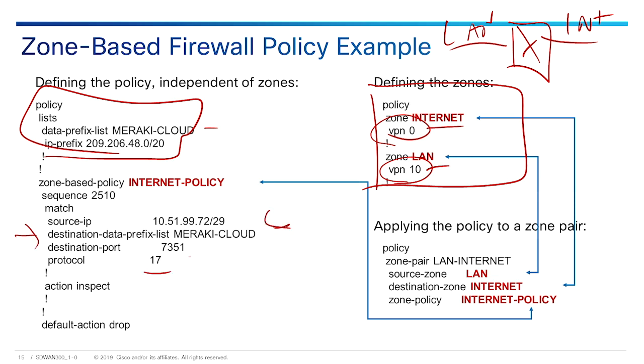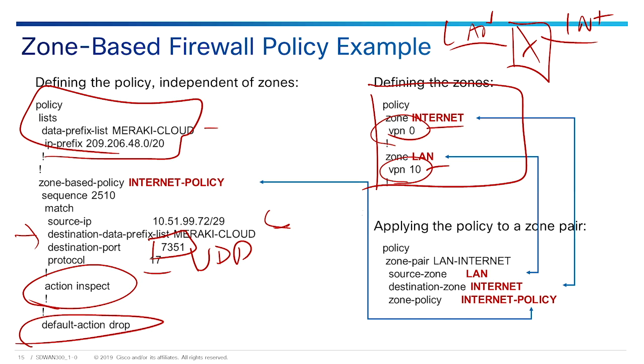And here's where we're actually defining what we're going to do. So we're looking at UDP traffic. Remember, IP protocol 17 is UDP. And 7351 is our destination port. Okay? And our action here is to inspect it. All right? And if it's not this traffic, drop it.